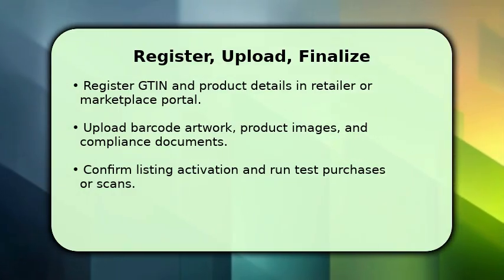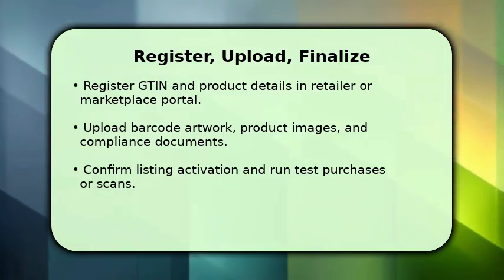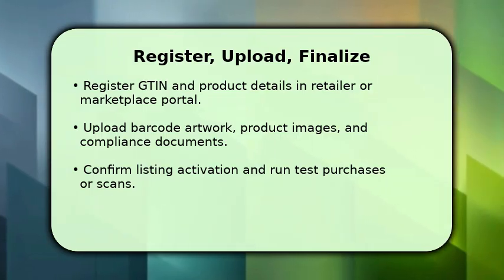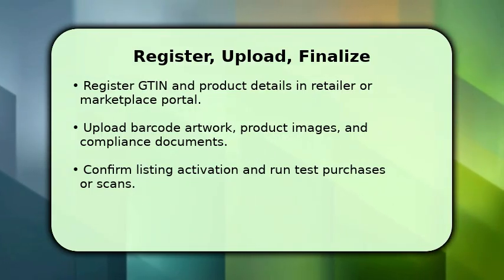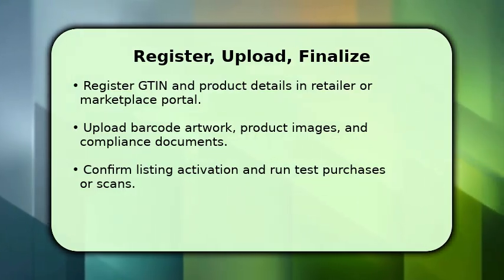Once uploaded, activate the listing and perform a live scan and a test purchase to confirm the barcode resolves to the correct product. If the code fails, recheck GTIN mapping and artwork contrast. Common fixes are trimming margins or re-exporting at higher DPI.